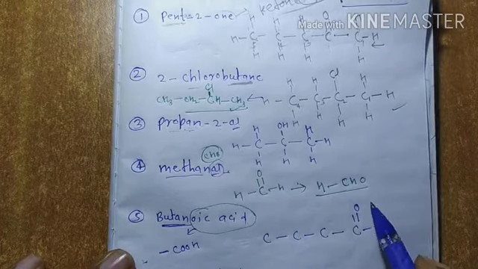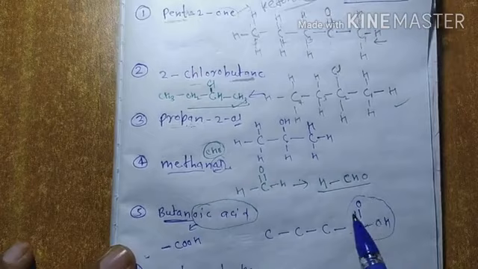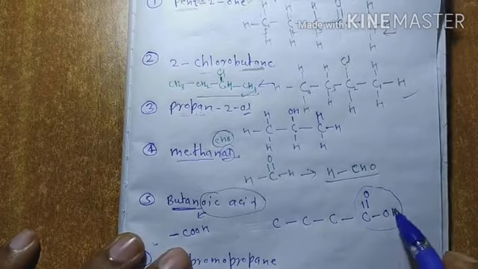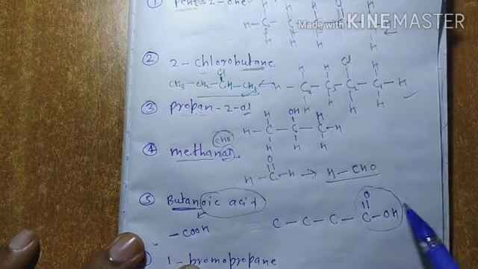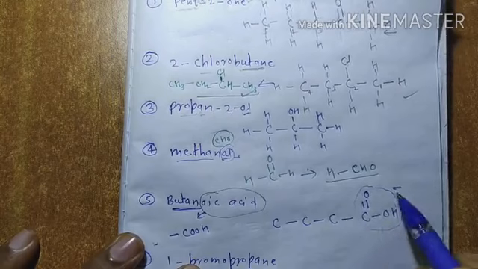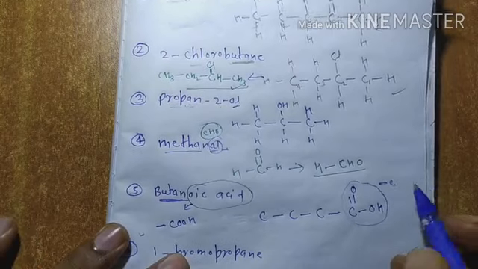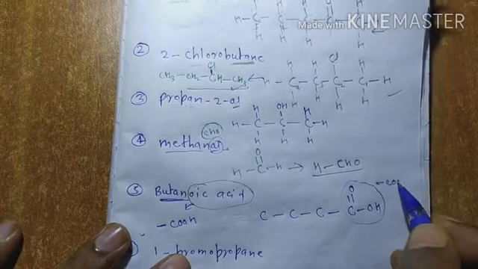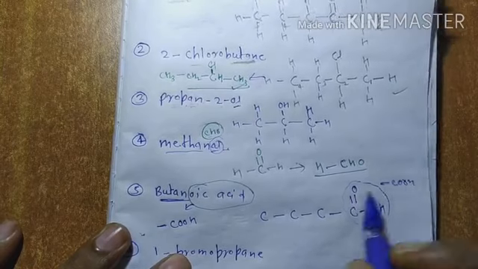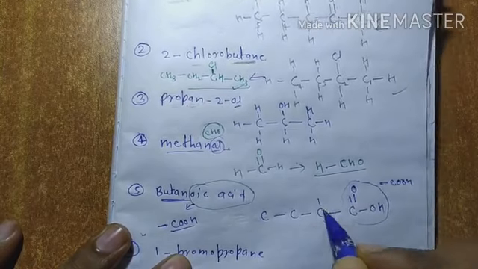So you can see here, if you break this one, this is a single bond, and this will become COOH on this carbon, and here will be hydrogen.